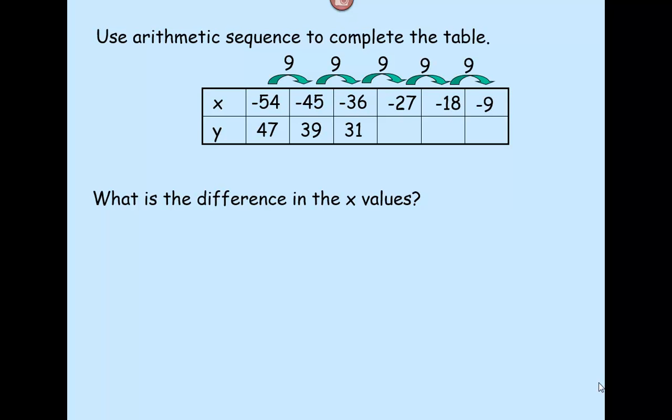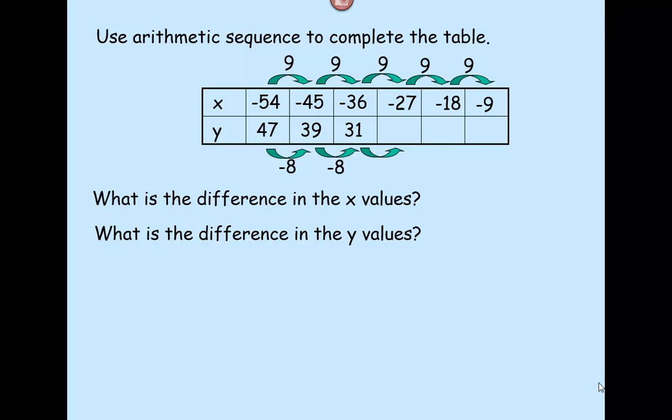We can see the y value is changing, but it's changing at a rate of negative 8. Each time we go negative 8, you get 23, 15, and 7. So you can see that the pattern here is that every time x changes by 9, y changes by negative 8.